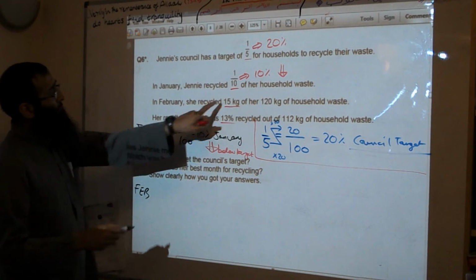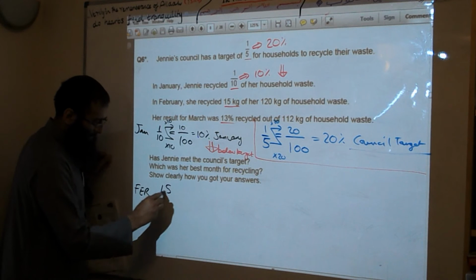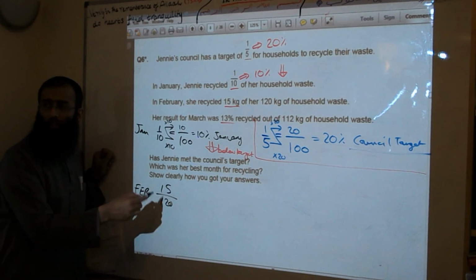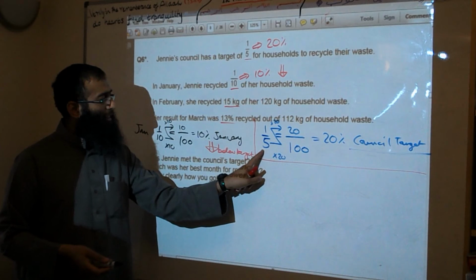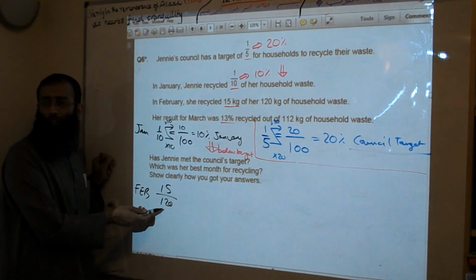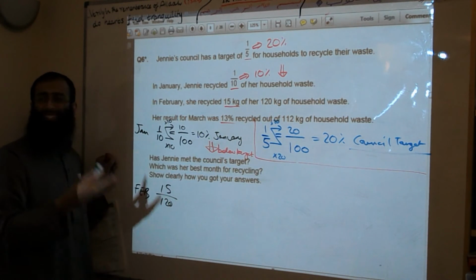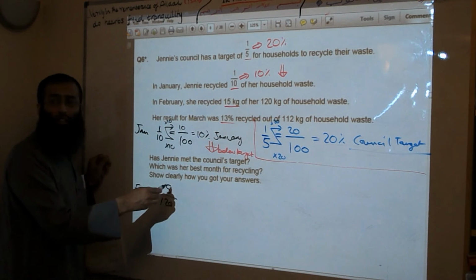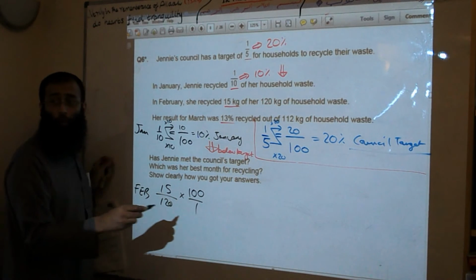We need to convert 15 kilograms out of 120 kilograms into a percentage. So we do 15 out of 120. With this fraction I used the equivalent technique because 5 is a factor of 100 and I can easily convert it. 120 is not a factor of 100, so I'm not going to use the equivalent technique. I'm going to use the standard, traditional technique. When we change a fraction into a percentage, we multiply it by 100 over 1.